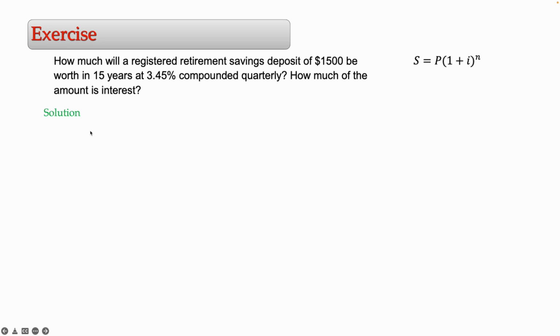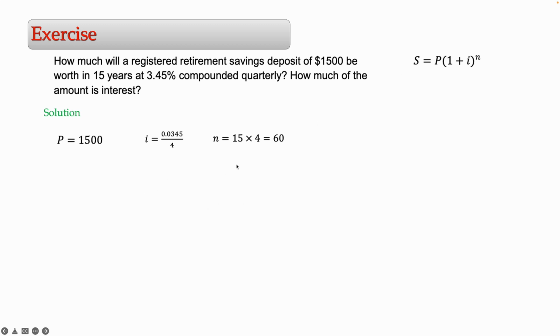So for getting the solution, we have that the principal is 1,500. We also know that the periodic rate of interest will be this 3.45%. Of course, this is the same as 0.0345 divided by 4 because it's compounded quarterly. To know n, we multiply 15 times 4, and this will be 60. We have all the numbers to compute the future value.